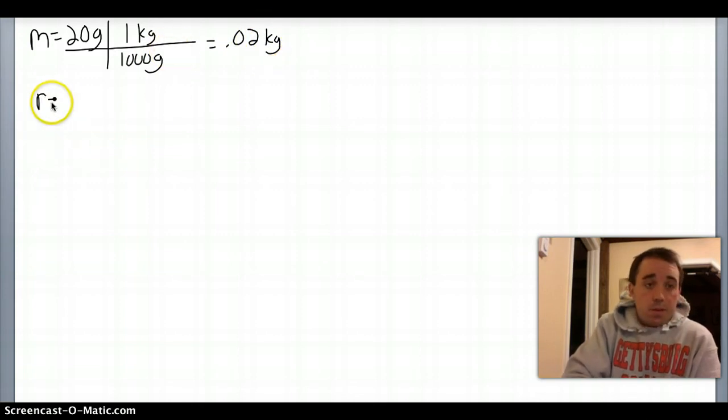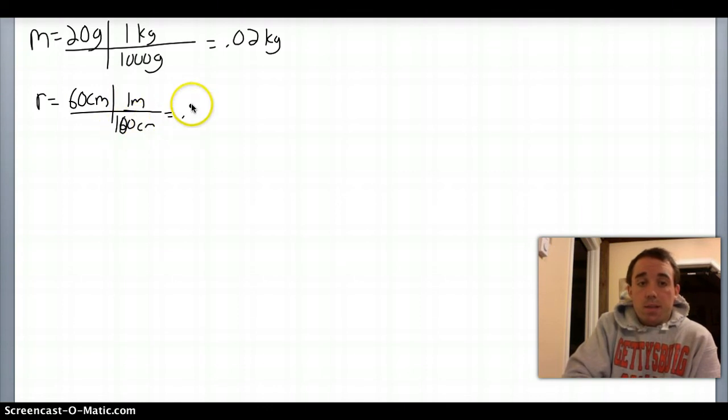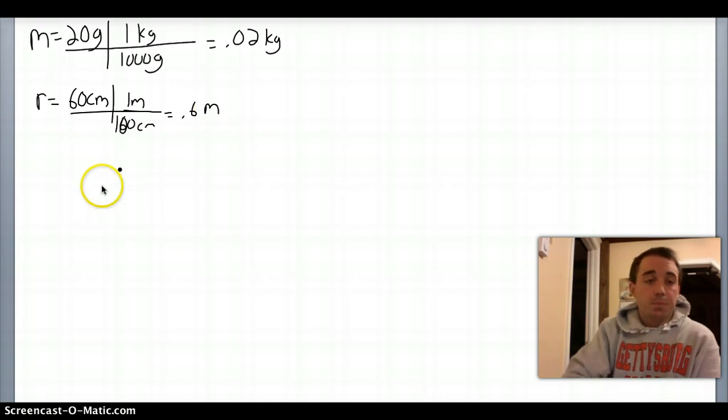Secondly, just looking at my radius, I know it's 60 centimeters. I need that to be in meters. So I know that 1 meter has 100 centimeters, so that means that my radius is 0.6 meters.